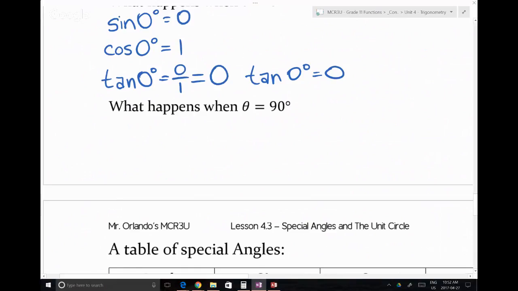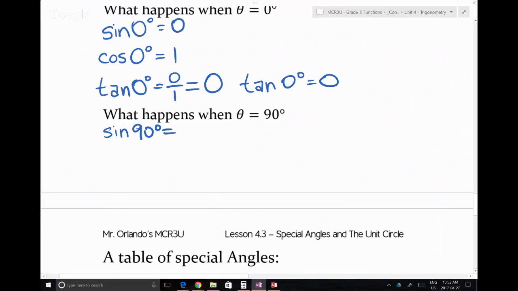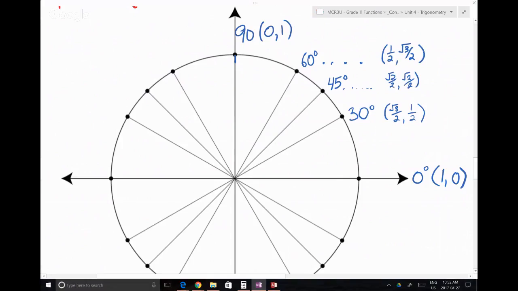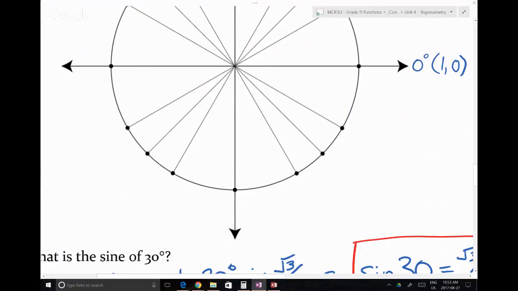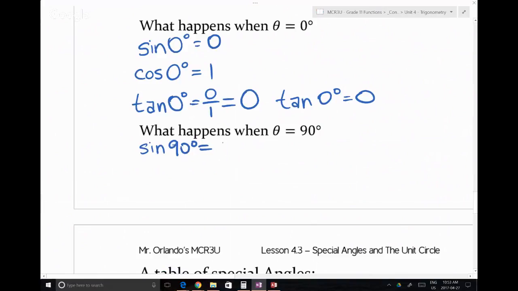What about when theta equals 90? Well, let's take a look there. Sine of theta? Nope, not putting theta. We're putting 90. The sine of 90 degrees? Well, if we go up and look at the unit circle, 90 degrees is a line straight up, and that gives you a y value of 1. So the sine of 90 must be 1.